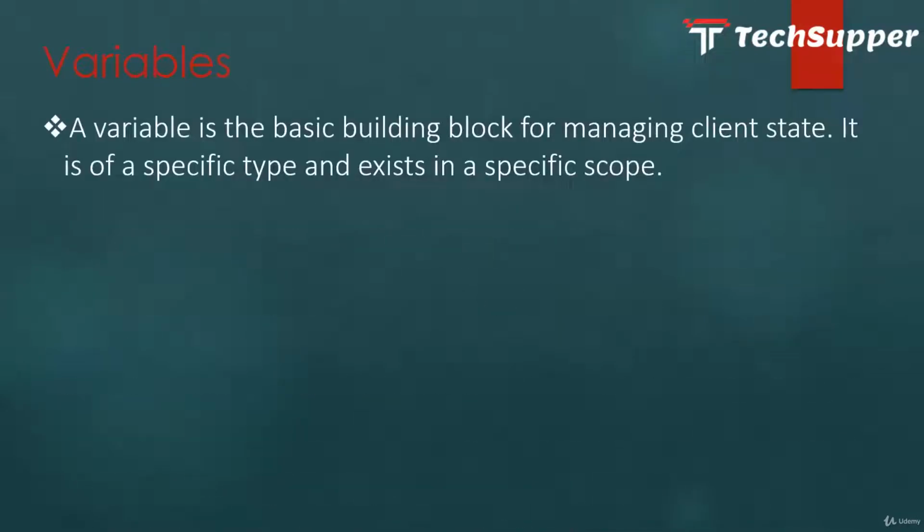Variables. A variable is the basic building block for managing client state. It is of a specific type and exists in a specific scope. Every variable which you create inside the VBCS application is used to hold some data. The variable is the same as we create variables in other technologies like Java, PHP, .NET, and any other to hold data. Similarly, you can create variables under a VBCS application to hold the data.